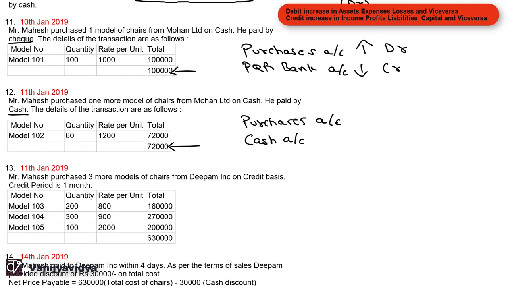Now, purchases account is an expense. Now, there is an increase in purchases. So, we have to debit. Cash account is an asset. There is a decrease in the asset. So, we are crediting. So, the journal entry will be purchases account debit to cash account. Amount is 72,000. Let's pass this.